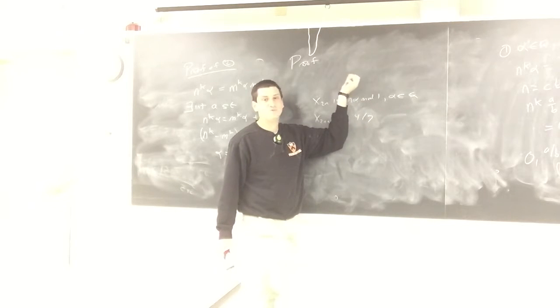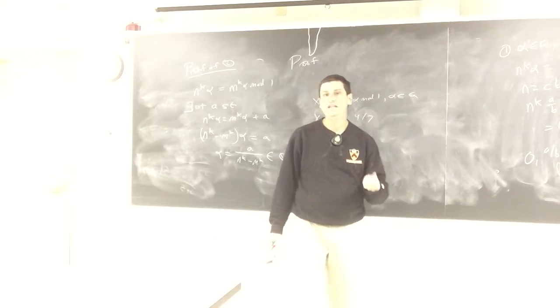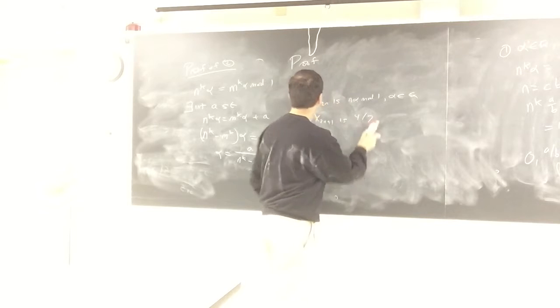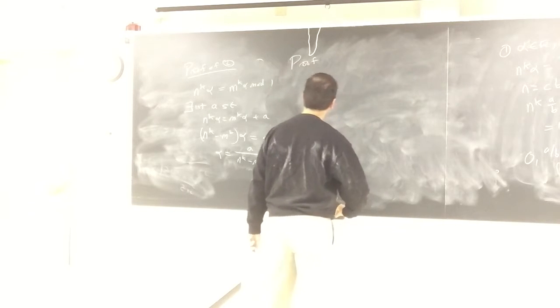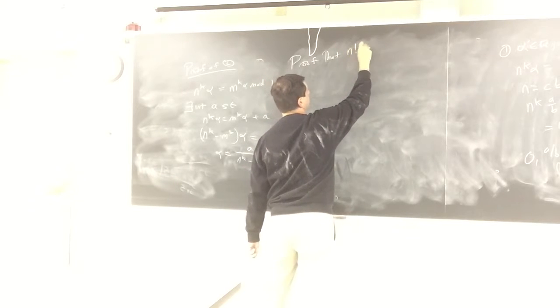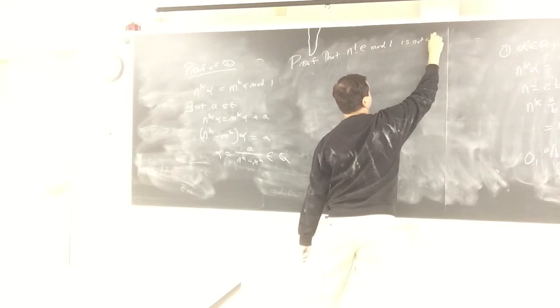So if we can show something is not dense, it's not equidistributed. But if we show something is not equidistributed, it's not the same as showing that it isn't dense. So let's look at the problem we have. Proof that n factorial e mod 1 is not dense.